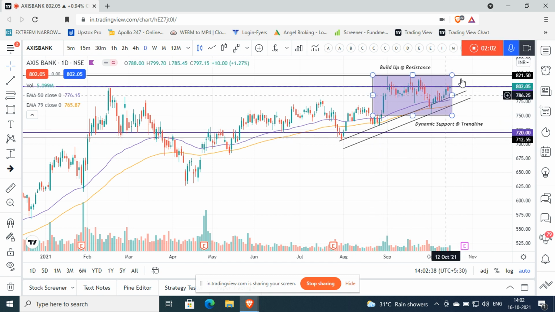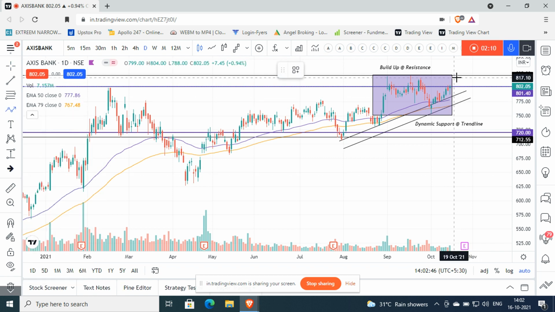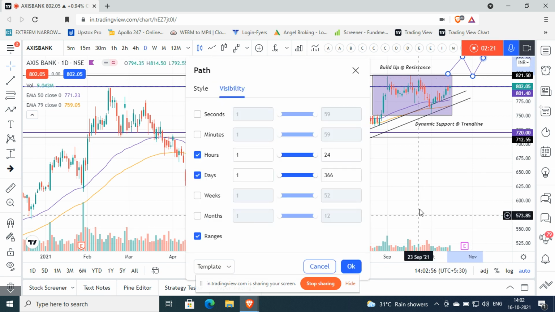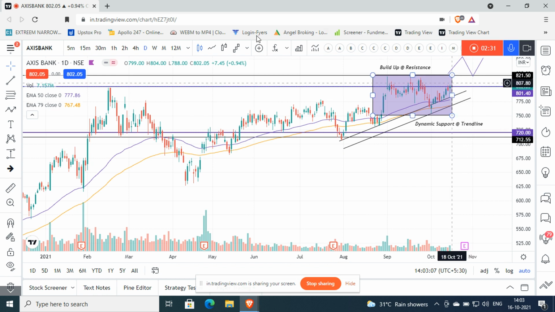So once the triangle gets a breakout, we need to enter, or it should be on the retest. We can enter once this gets a breakout, or on the retest and then when it moves ahead. But in this video, I'm going to tell about how to enter the breakout before it happens.